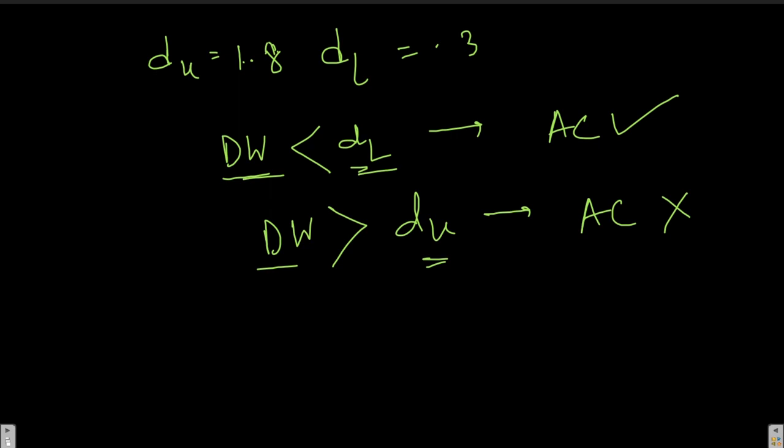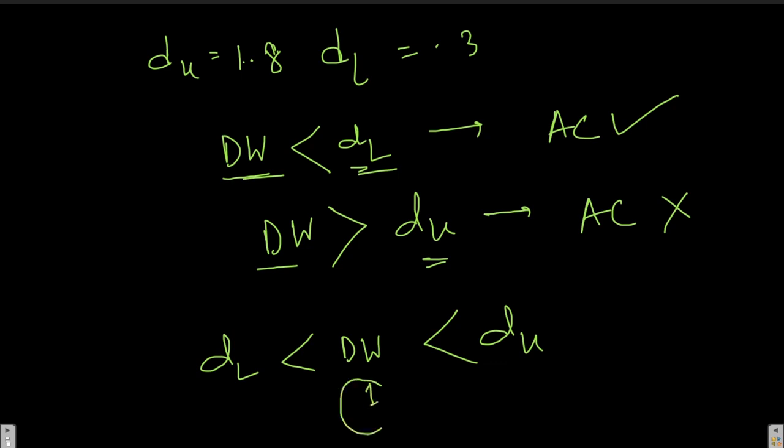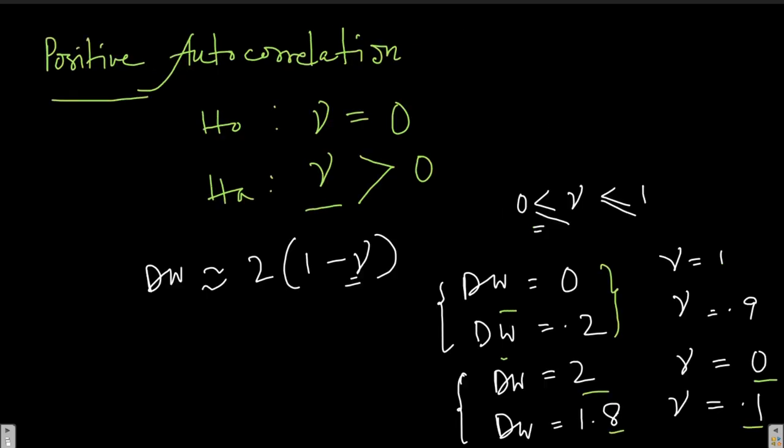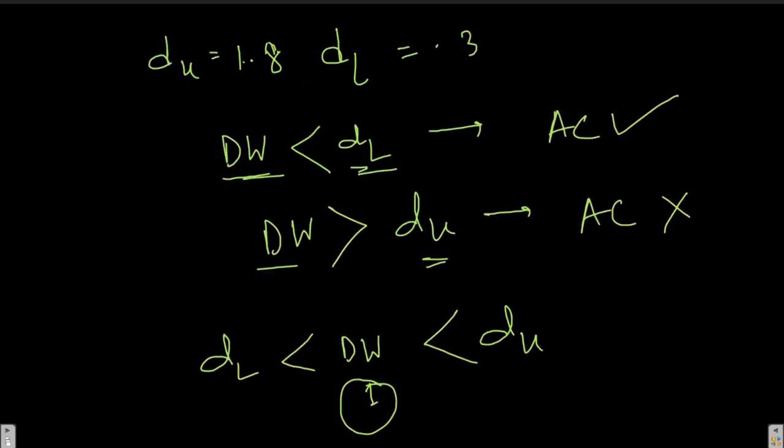But if my DW value is in between, so let's say DW is greater than D lower and smaller than DU. Let's say DW is something like 1. Now if DW is 1, then my gamma has to be 0.5, right? In that case, we cannot say very concretely that there is a positive autocorrelation. So what we usually do, if the DW value falls in between, is say that we cannot conclude concretely whether there is a positive autocorrelation or not. That's a kind of gray area, right?